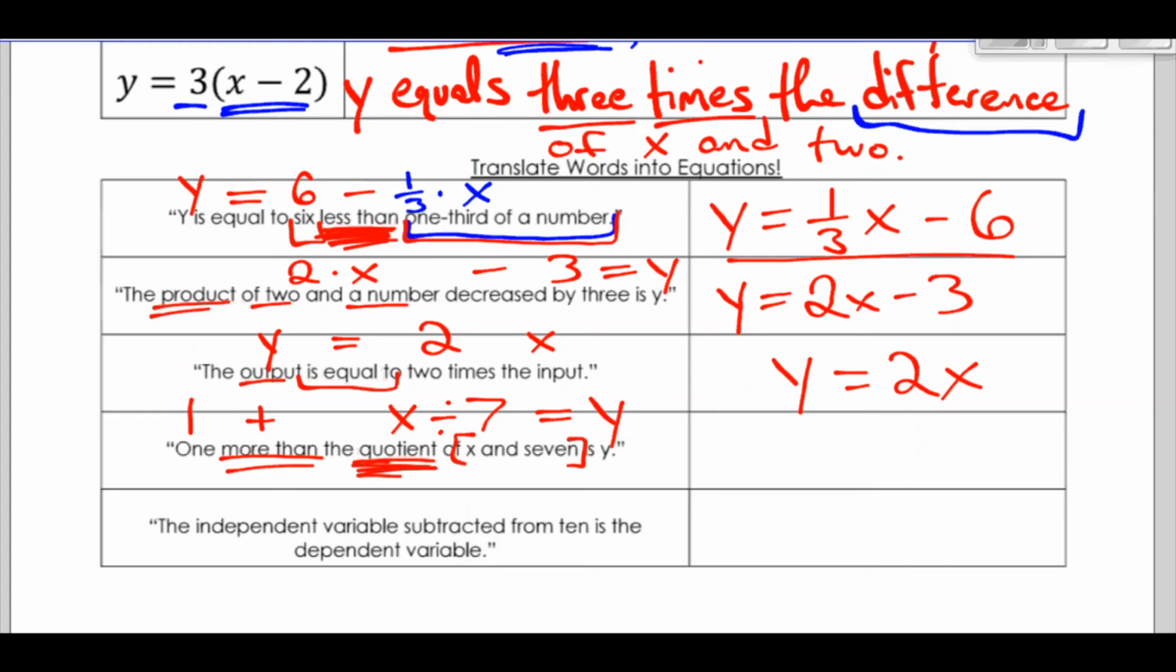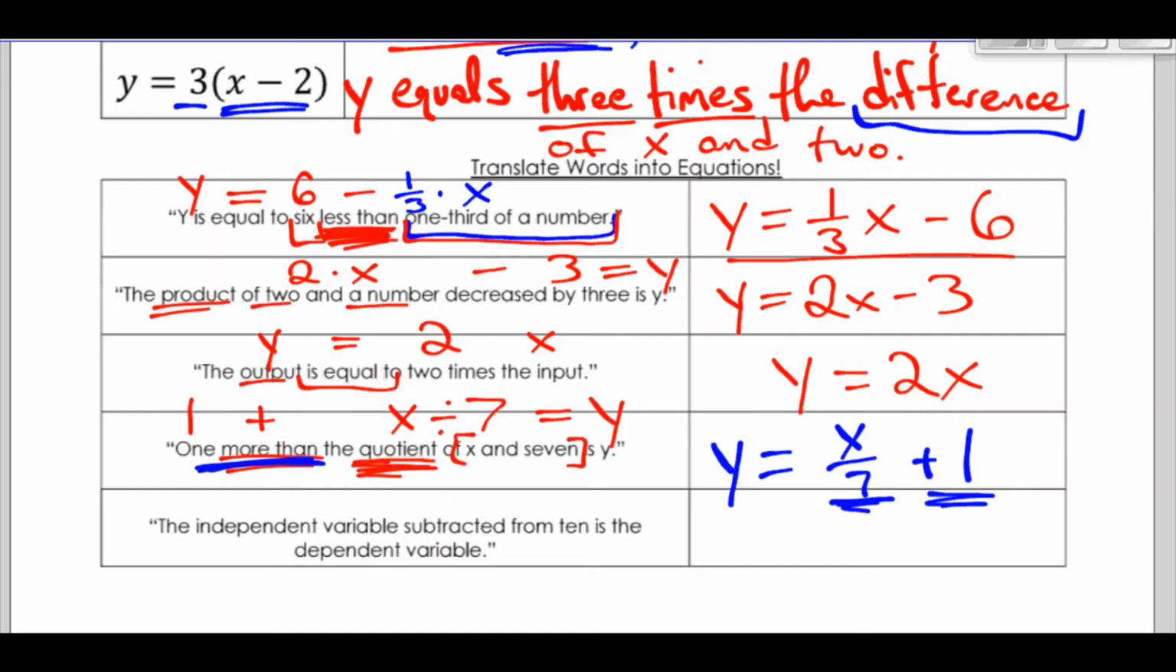Now, I got a couple things going on there. Usually, when you see the quotient, we're going to see that as a fraction. So we're actually going to put the x over 7. We also have one of those switching phrases, more than, it's one more than that quotient. So I'm going to put the y first again. That's not switching the order, that's just rearranging it just because I like seeing the y first. Y equals 1 more than the quotient of x and 7.